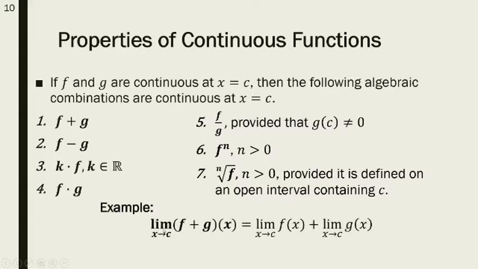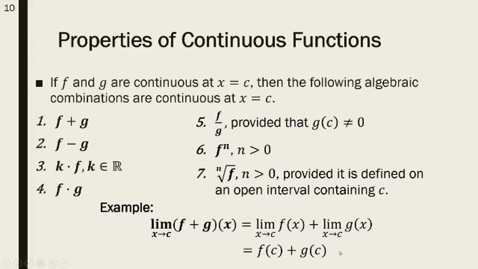Example: the limit of the sum of the functions f plus g of x as x approaches c. From the theorems of limits, using the sum rule, this is equal to the sum of the limits of the functions: the limit of f of x plus the limit of g of x as x approaches c. And since f and g are continuous at x equals c, the limit of f of x as x approaches c is equal to f of c, and the limit of g of x as x approaches c is equal to g of c.